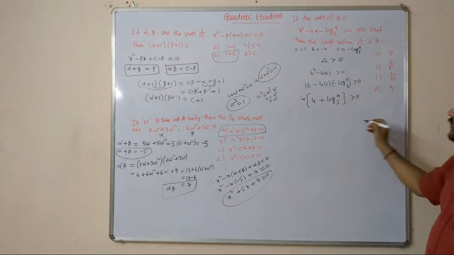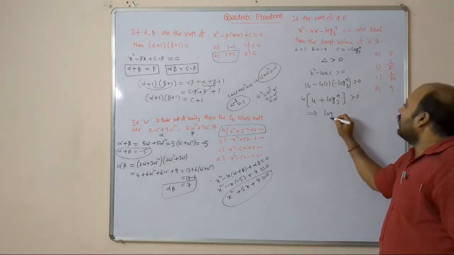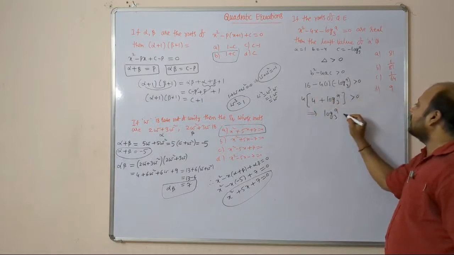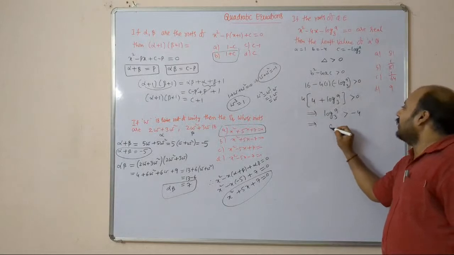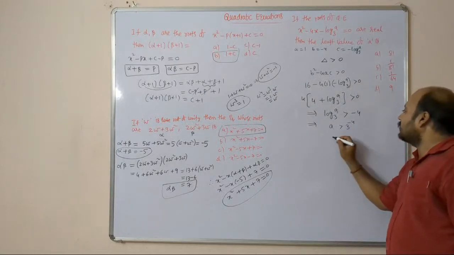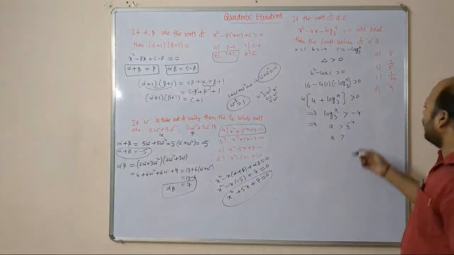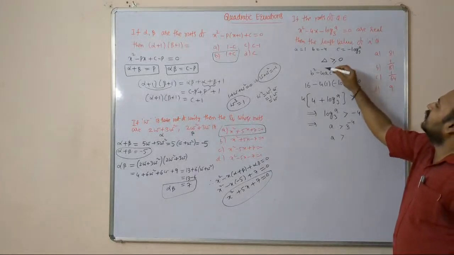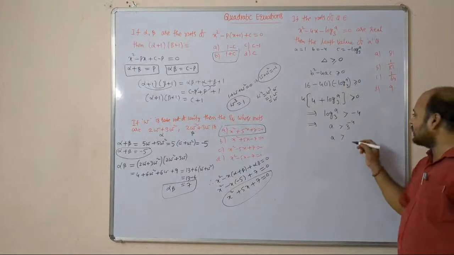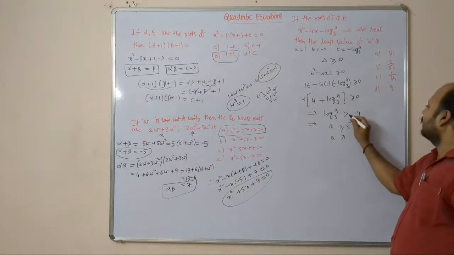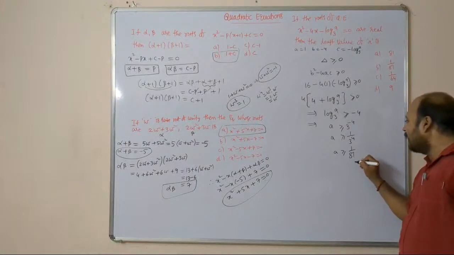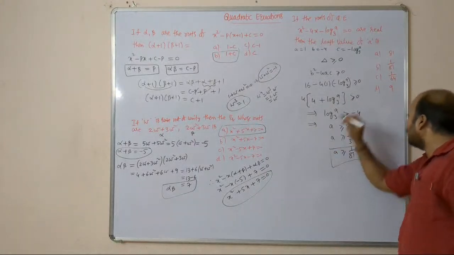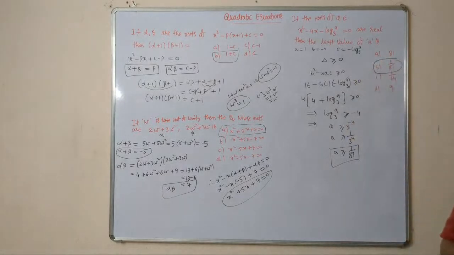4 we can take to this side. That implies that log a to the base 3 is greater than minus 4. If you want to remove that log, a is greater than 3 power minus 4. So a is greater than or equal to, also we can write, because they are asking the least value of a. So 3 power minus 4 means 1 by 3 power 4. A is greater than or equal to 1 by 81. So the least value is 1 by 81, dear students. So A value. I hope you understand. I'll move on to another set of questions.